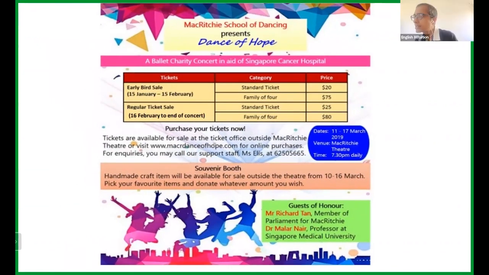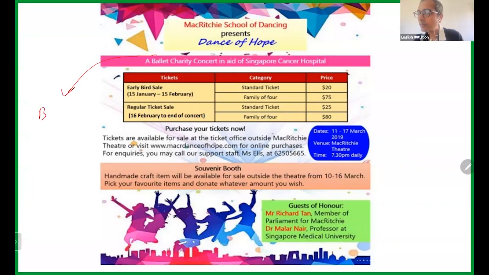Okay, what is this actually? What is this visual text? Macritchie School of Dancing. Yeah, but what is it about? What kind of genre is it? It's a poster, right? Yes. Now this poster is telling us about what event? It's a ballet charity concert in aid of Singapore Cancer Hospital.